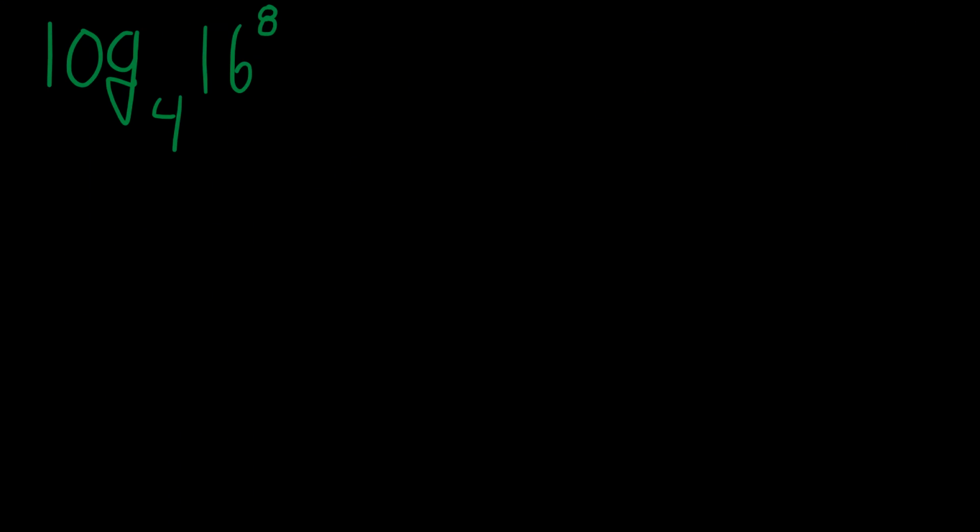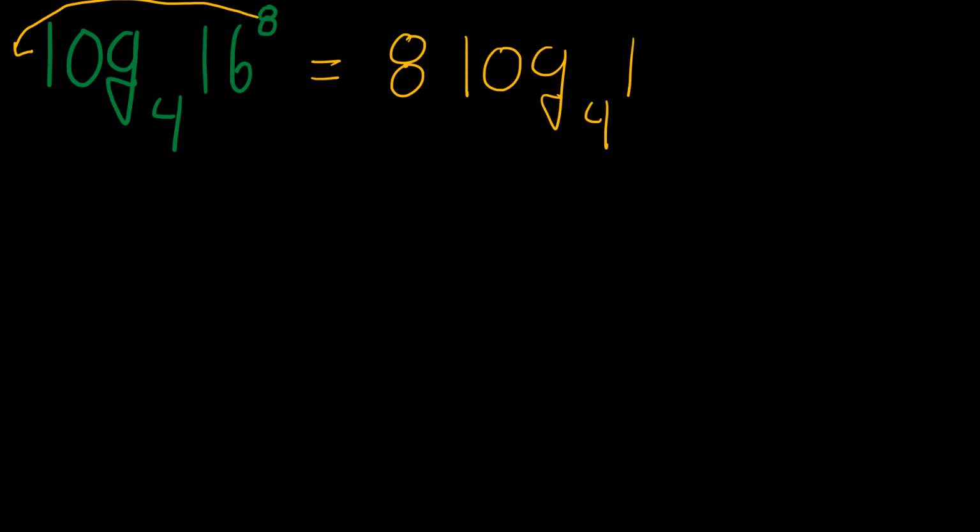So in this equation, we have log base 4 of 16 to the 8th power. We can rewrite this by using our power rule. So this 8 would simply come in front. So if I was going to rewrite this equation, it would be 8 times log base 4 of 16.